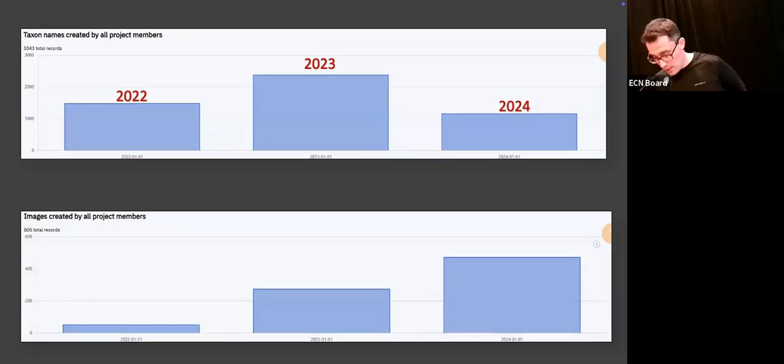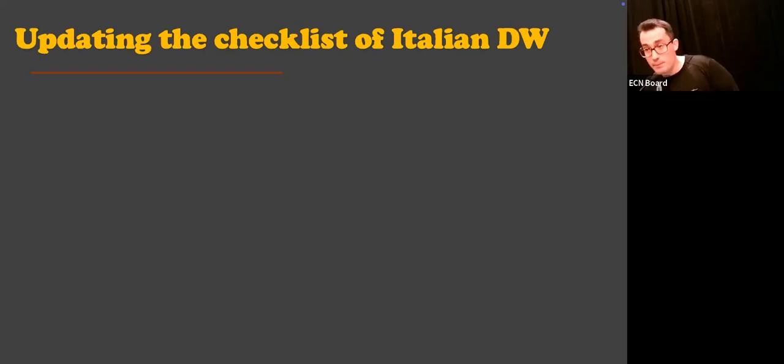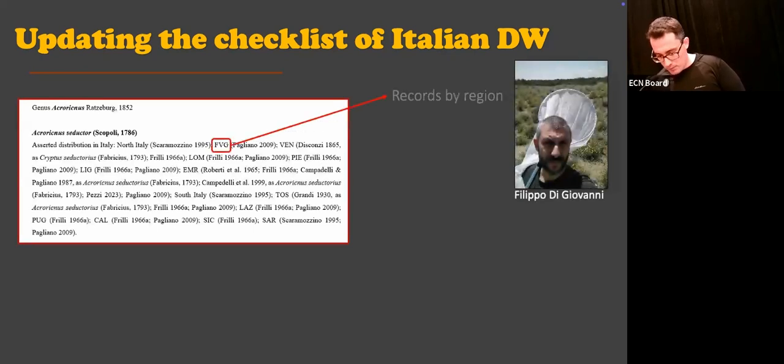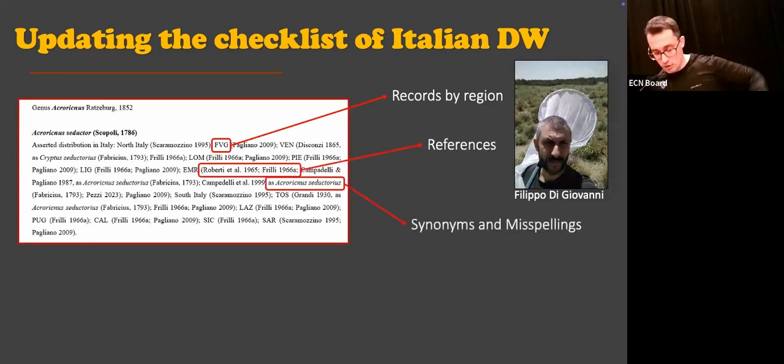However, if you check the images, we have slightly more input over the years. This is because the database has increased interest within the community, but also because inputting images or giving us images is easier than actually inputting names. And one major thing that happened since the database has been created, has been funded, is that some side projects came out of TaxonWorks from the World Economic Database. One of these is the update of the Italian fauna, a checklist of the Darwin wasps or the Ichneumonidae. This has been carried out by Filippo mostly, and he gave information about records by region with the references and with all the synonyms correlated with each of those references.